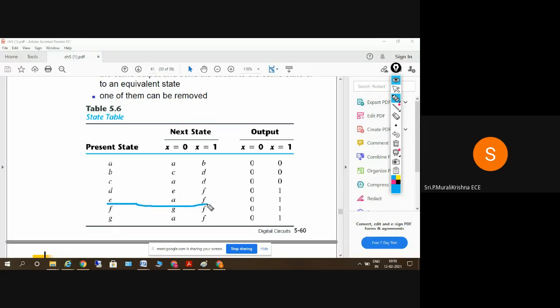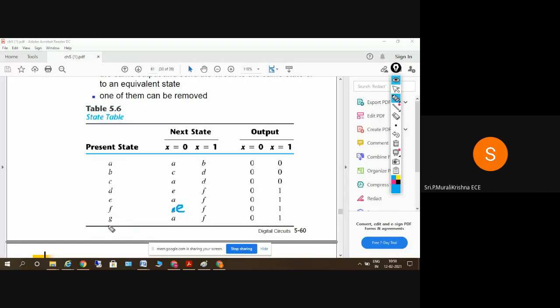So E is producing the same next state, that is AF, and G is producing AF here, and the outputs are also the same. So E is equal to G, so I can replace the values of G with E. Wherever G is there, E should be placed. Then the reduced state table will be like this.